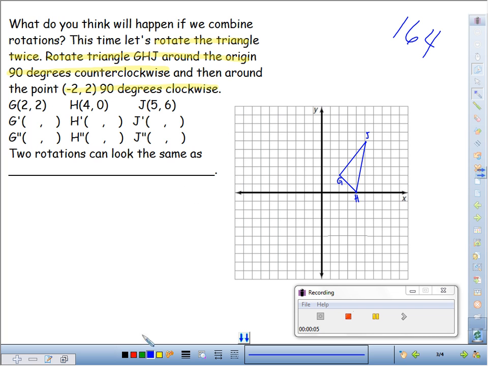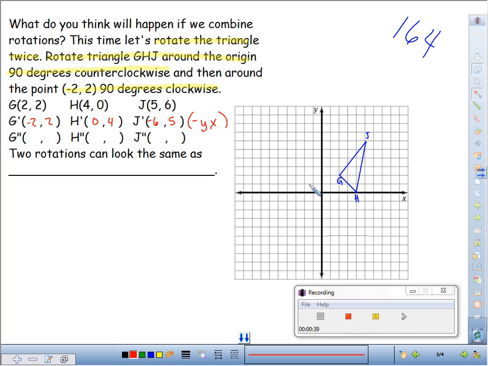When we rotate 90 degrees counterclockwise, we should know that my y and my x are going to switch, but my y becomes opposite. Okay, so I'm going to go ahead and write my points. So 2, 2, opposite. 0 and 4, opposite of 0 is 0. This will be 6, 5, and opposite 6.